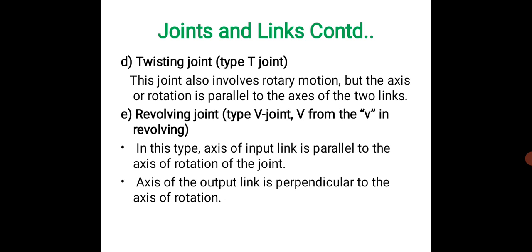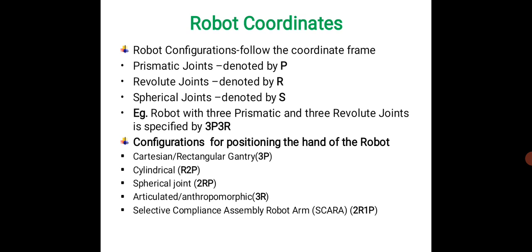And once you come to the twisting joint, which I call a type T joint, this involves a rotary motion, but the axis of rotation will be parallel to the axes of the two links, unlike the previous one. Then the revolving joint, which we term here as V: here the axis of the input link is parallel to the axis of rotation of the joint, and the output link axis will be perpendicular to the axis of rotation.